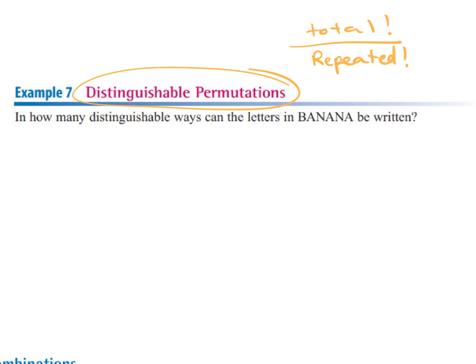How many total letters do we have in banana? 6. So 6 factorial up top, because that's our total amount. Now we want to see what repeats and how many of them do we have. Do we have any B's repeating? No. Do we have any A's repeating? And how many A's do we have? 3. So we're going to put a 3 factorial on the bottom. What about N's? We have 2 N's. We also need to put a 2 factorial on the bottom.